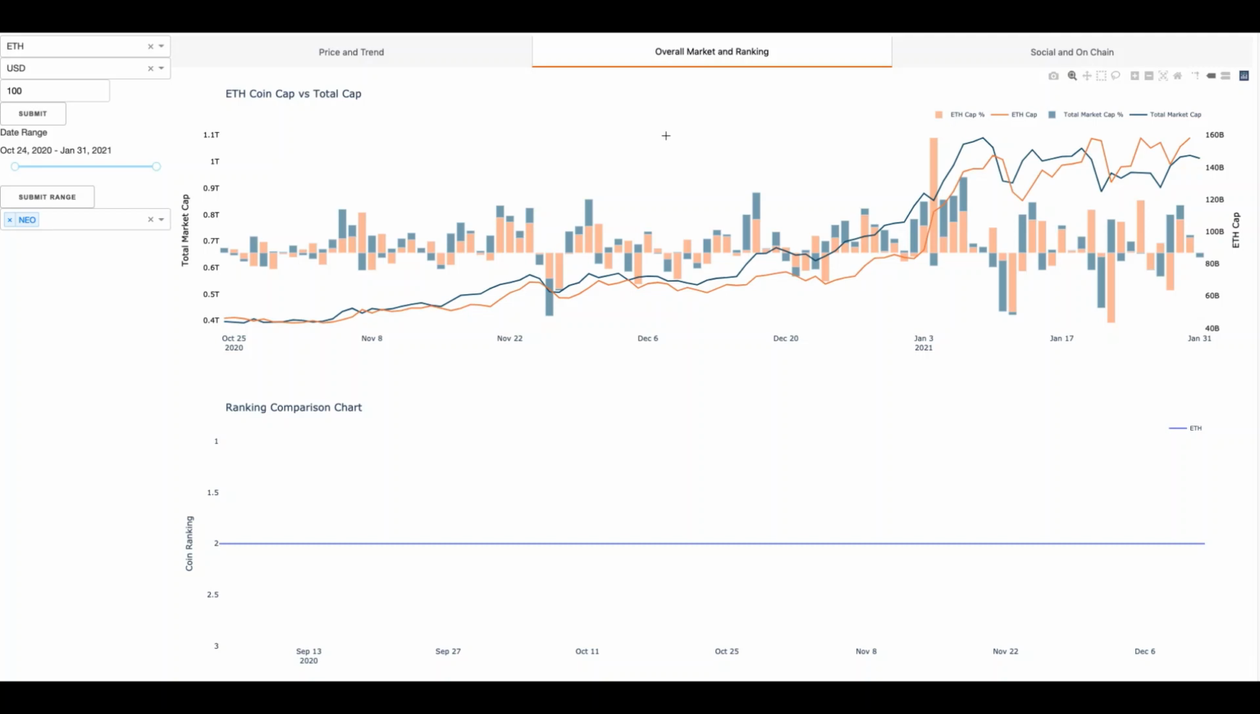On top we have our selected currency, in this case Ethereum, against the total market cap. With the lines we see how the actual total caps are changing, and with the bars we see how the daily percents are changed with respect to the previous day.